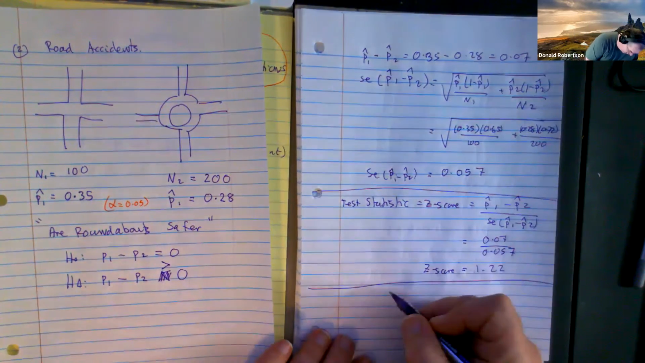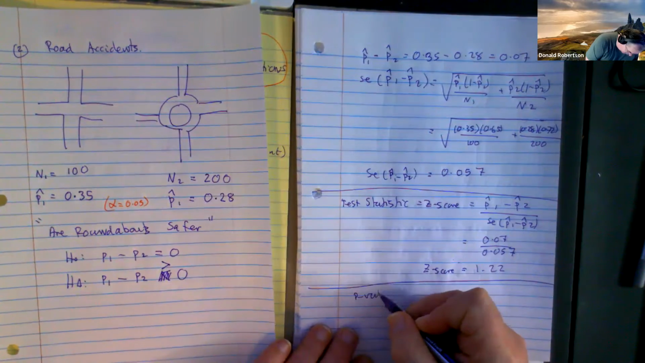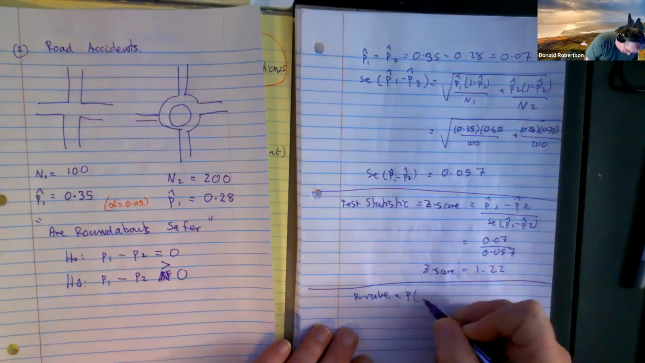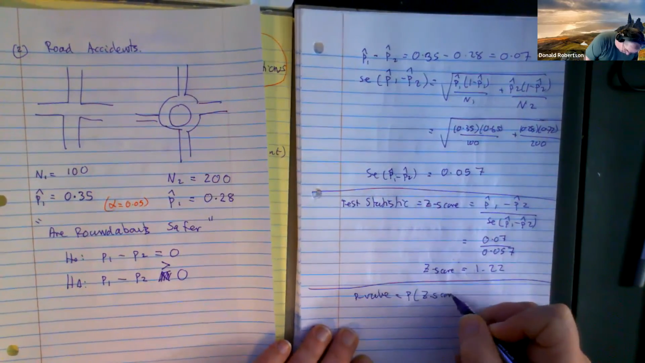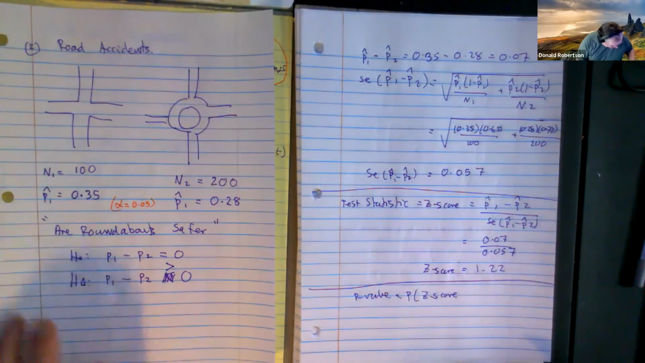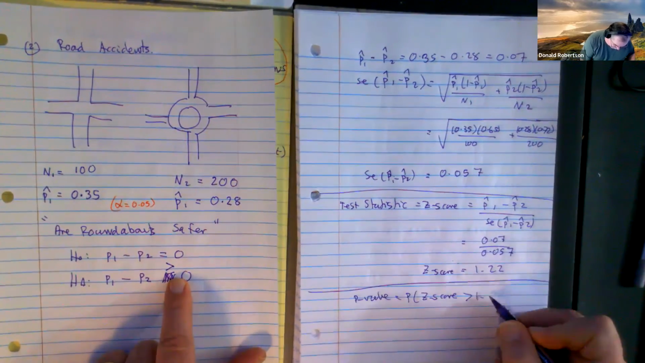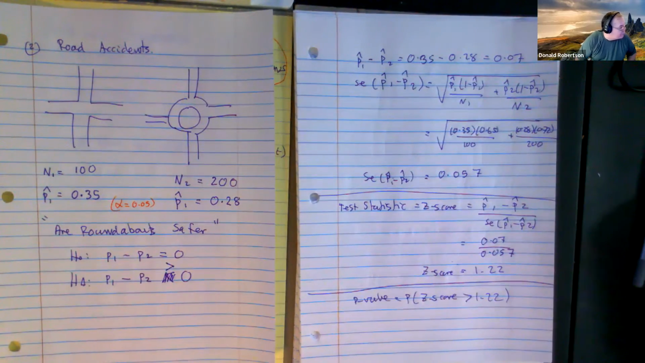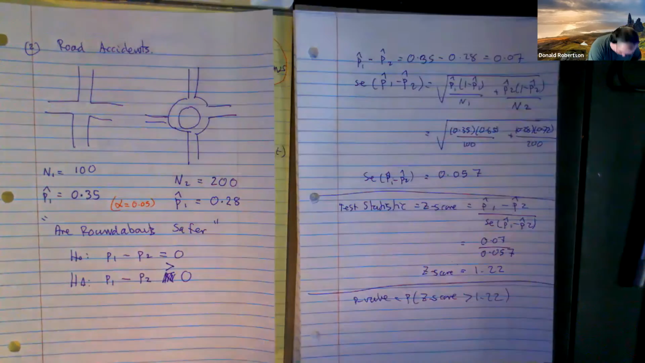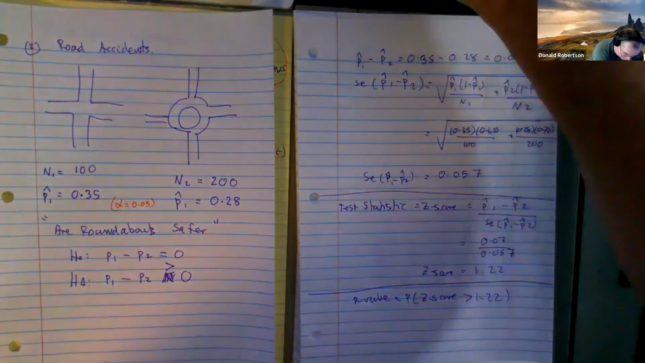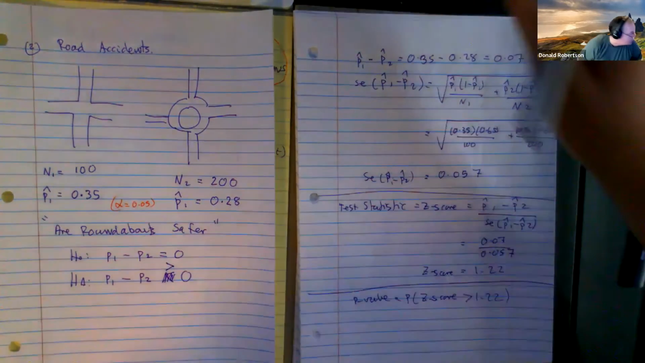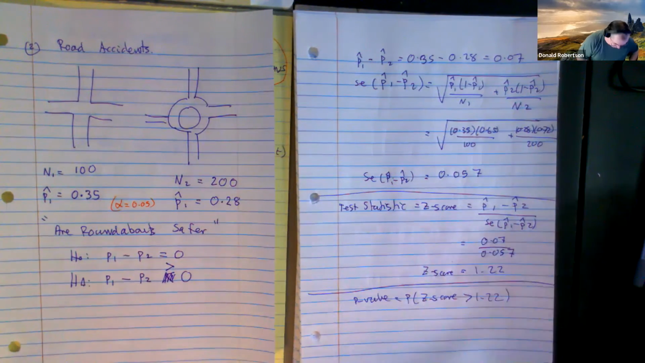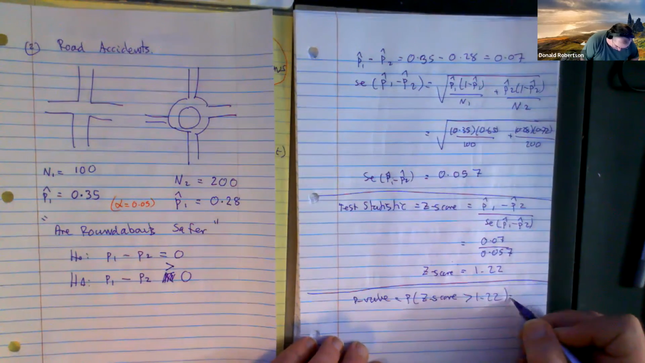So we need to find our p-value. It's going to be the probability that we get a z-score, in this case, greater than 1.22. I'll just do that without zooming back and forward. So I'm hitting a right tail, putting in 1.22, and the answer I get is 0.11.